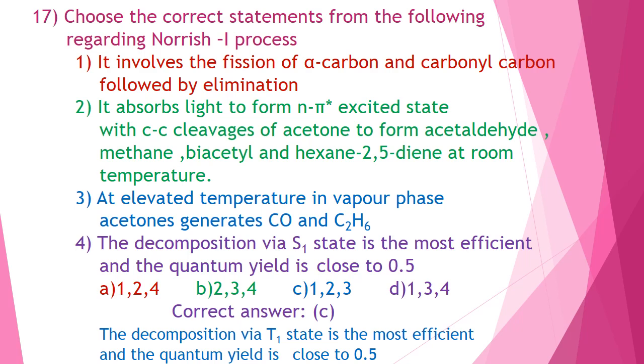The decomposition via the S1 state is most efficient and the quantum yield is close to 0.5. For this wrong statement, the correct statement is: the decomposition via the T1 state is the most efficient and the quantum yield is close to 0.5.